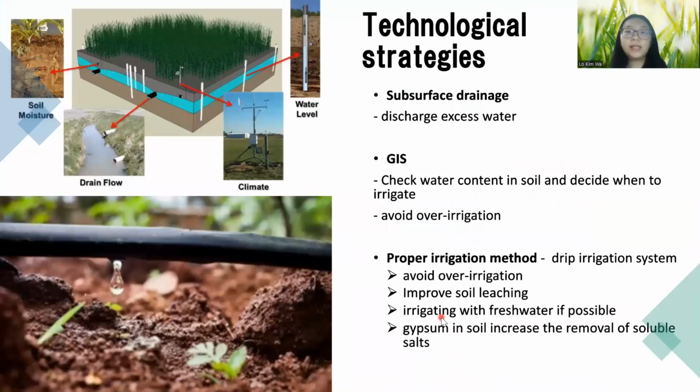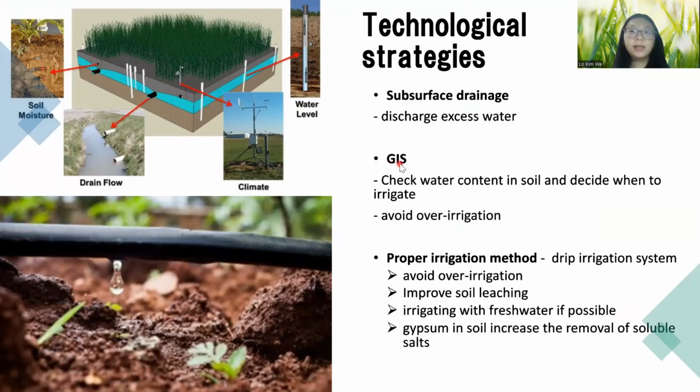As talked about in the previous slide, insufficient leaching will cause salinization. However, over-irrigation will increase the water table, bringing salts into the root zone area. The salts will remain in the soil where water is lost to evaporation. Therefore, water control is very important. Regarding technological strategies, subsurface drainage can be used to discharge excess water. Here are the pictures demonstrating it.